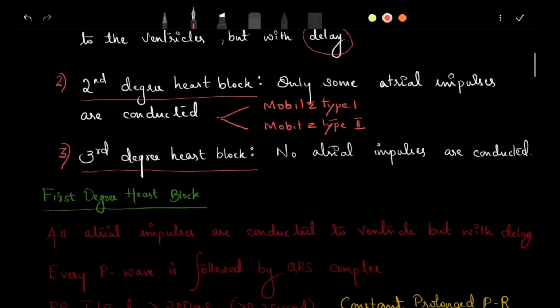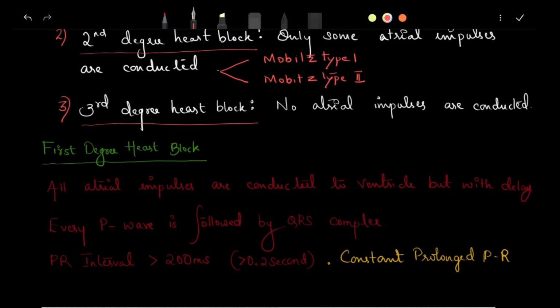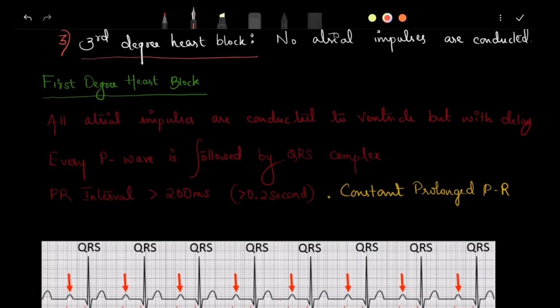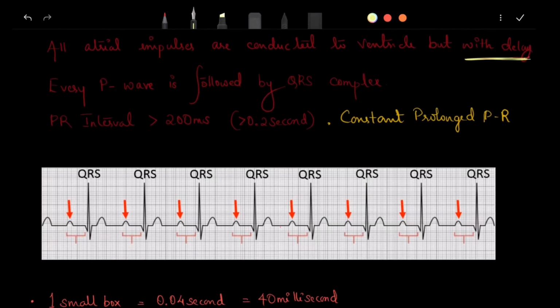Okay, now we will study the details about the degrees of heart block. First is first degree heart block. In first degree heart block, all the atrial impulses are conducted to the ventricle but with a delay. Very important point: with a delay. Each P wave is followed by a QRS complex, so the rhythm will be regular. The PR interval is more than 200 milliseconds. We know the normal is 120 to 200 milliseconds, but here the PR interval will be more than 200 milliseconds.